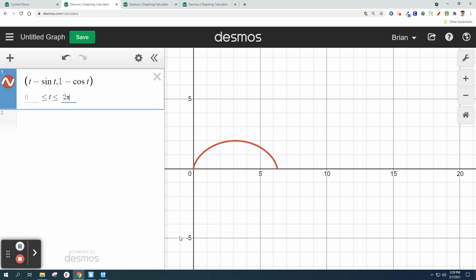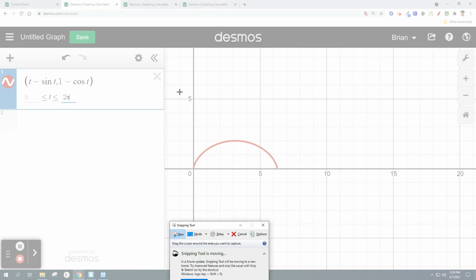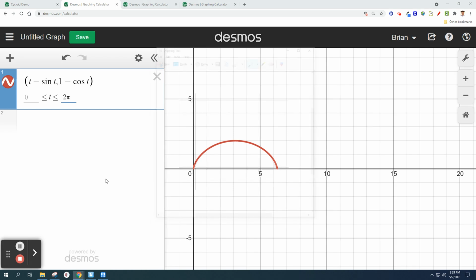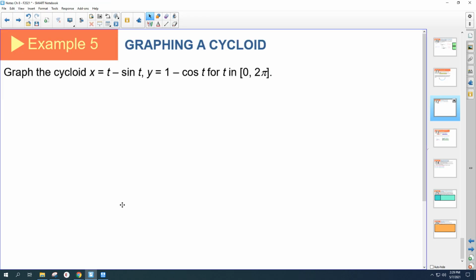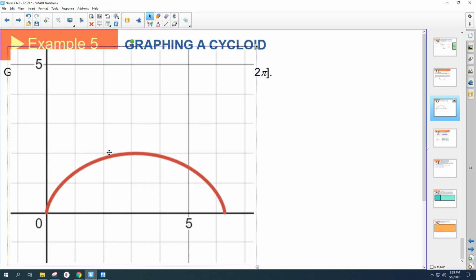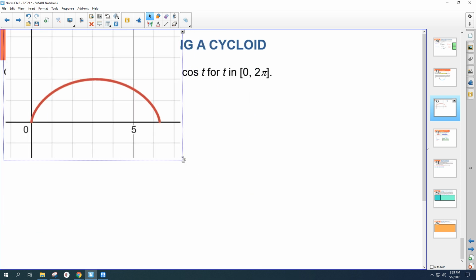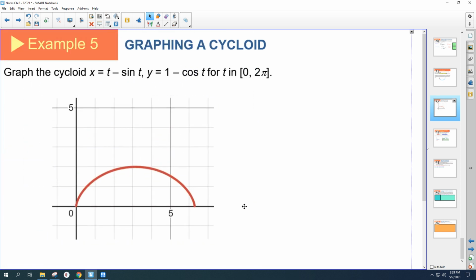So let's just copy that in. Obviously, for your notes, you just draw a sketch of this. But 1 hop. Notice the height of this goes to about 2 right here. And over here, 2 pi is about 6.28.